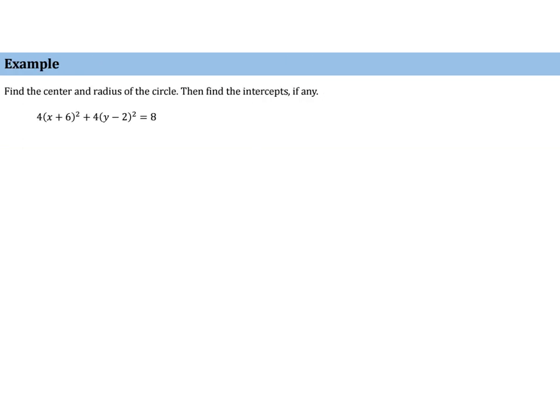Here we are given an equation, and it is almost in standard form, and we are asked to find the center and the radius. So let's go ahead and get it in standard form, and you'll notice that the thing that is preventing us from being in standard form is simply this 4 in front of each one of these squared binomials. So let's divide every single term by 4. This yields for us x plus 6, quantity squared, plus y minus 2, quantity squared, equals 2.